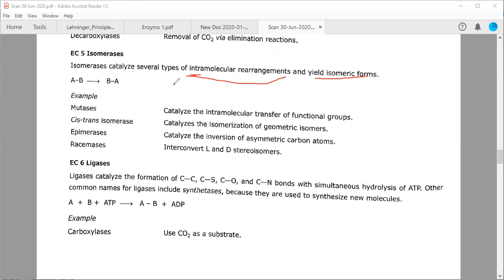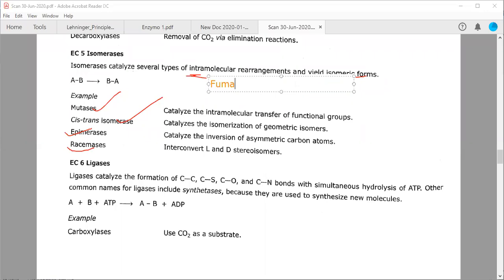So what kind of enzymes are coming under the class? Mutases, cis trans isomerases, epimerases, racemases, and one more very important example is fumarase.